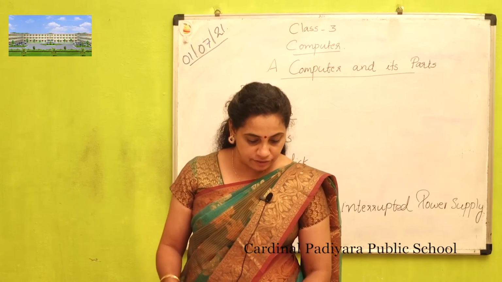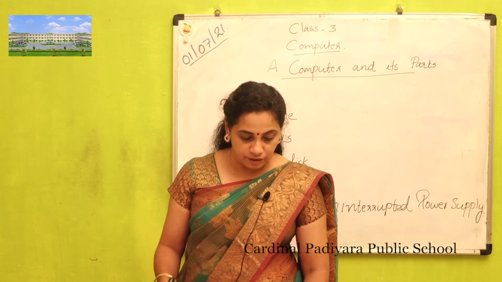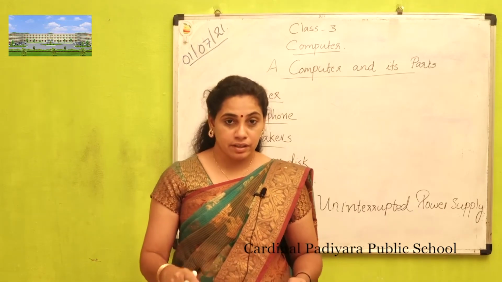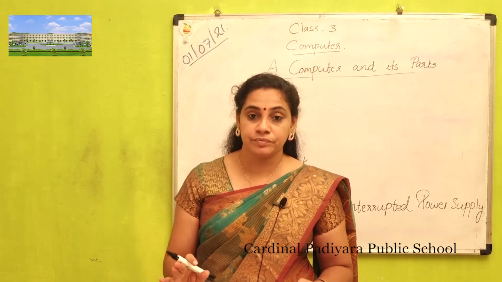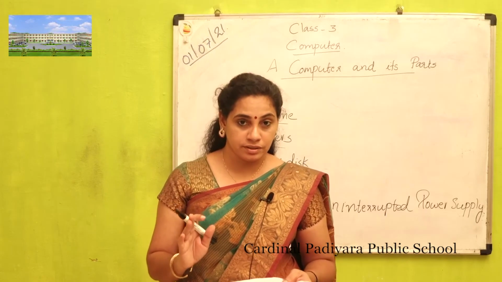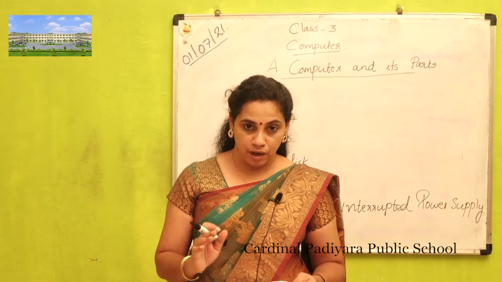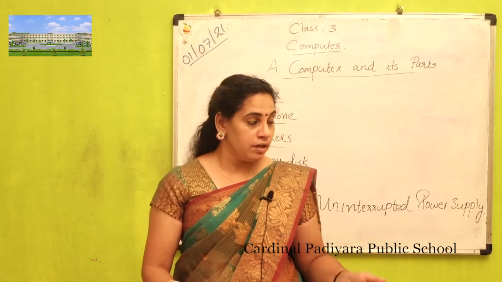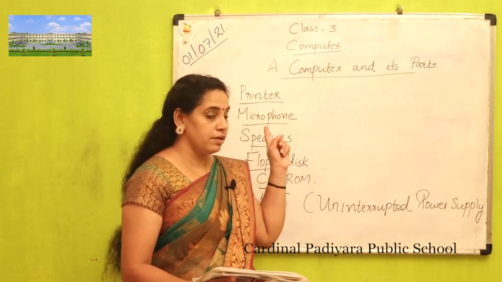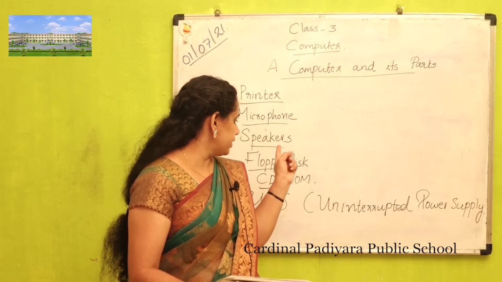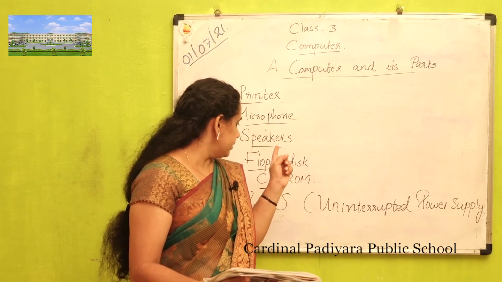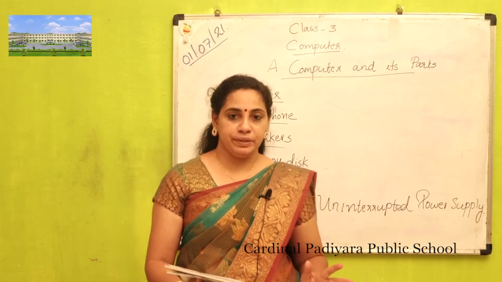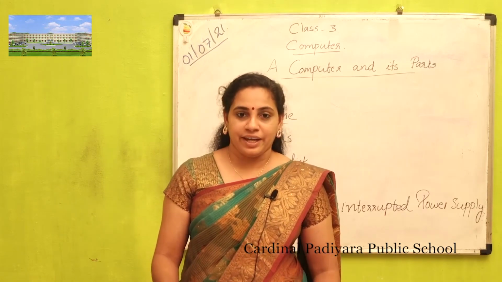Once again, in this chapter we will discuss the various parts of a computer. There are four main parts: monitor, CPU, keyboard, and mouse. And then we will discuss some extra parts: printer, microphone, speakers, floppy disk, CD-ROM, and UPS. Okay, thank you.